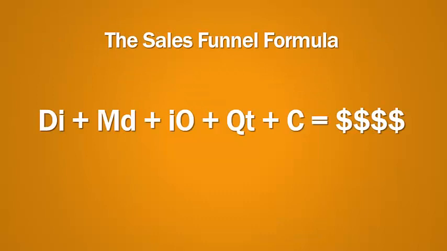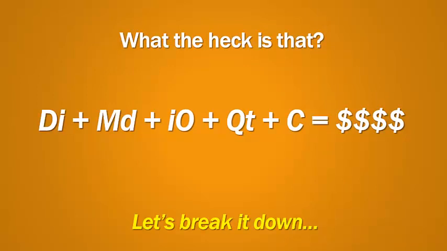Okay, here it is. It's DI plus MD, D as in David, plus IO, plus QT, T as in Tom, plus C as in cat, equals profits. You might be asking, what the heck is that? Okay, look at it again closely. Take a look. All right, you got it? All right, great. Let's break it down.